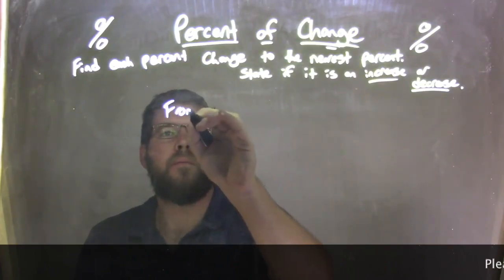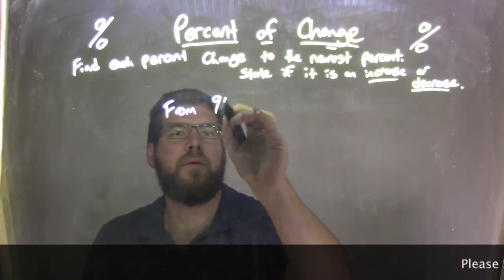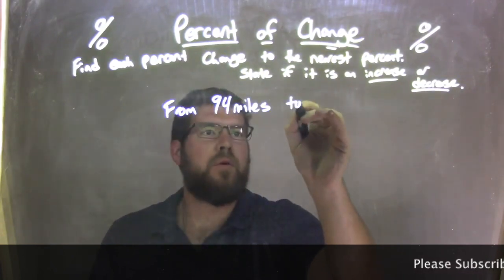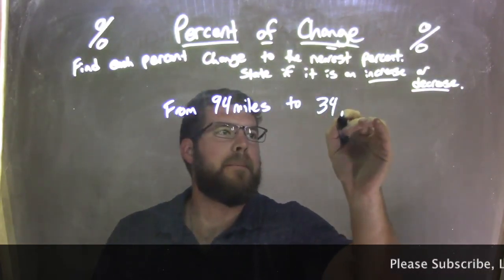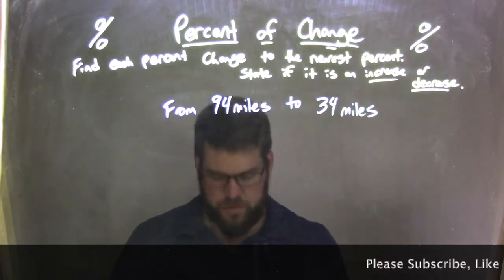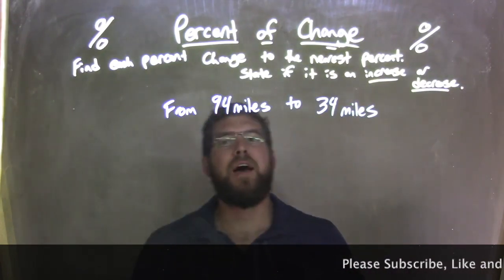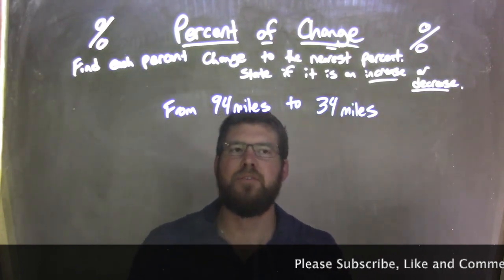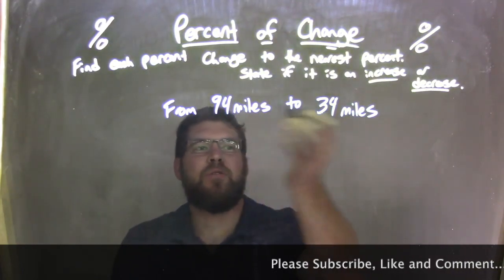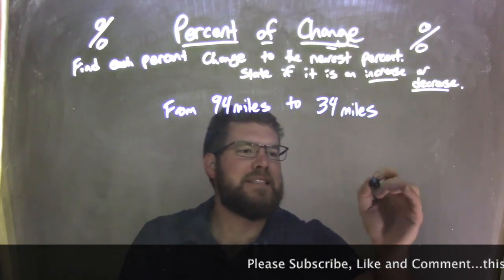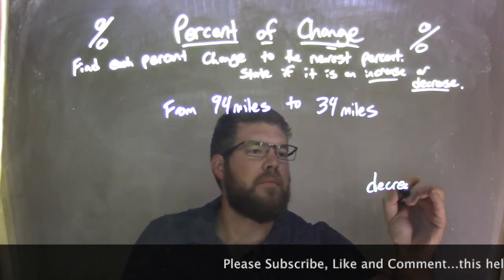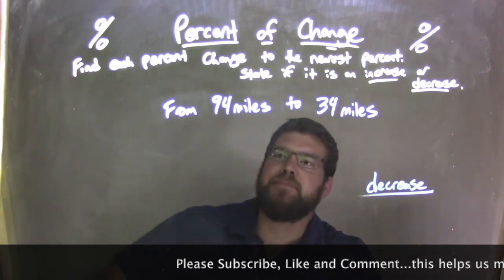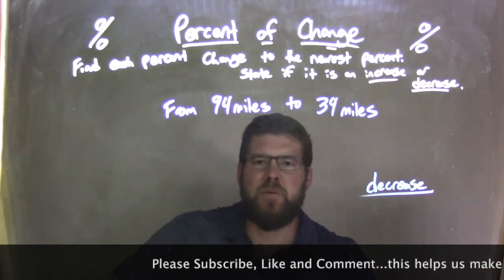From 94 miles to 34 miles. Well, if I have from 94 to 34 miles, first I want to know, is that an increase or decrease? And we're going down, right? 94 is greater than 34. So that's a decrease. Decrease, okay? So now I need to find the difference between these two.